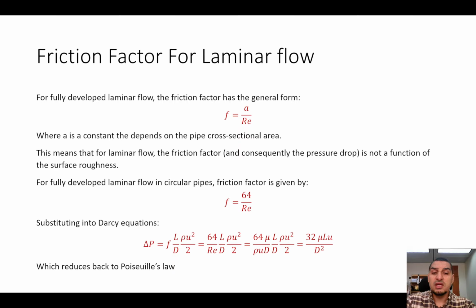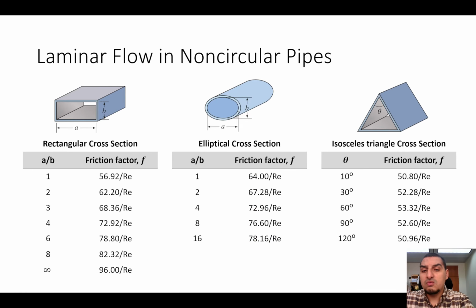Now let's see what we can do if we have non-circular pipes. For non-circular pipes, we already have tables for the constants. If it's a rectangular cross-sectional area, then we need to know the length and the width, and from the ratio of the length to the width we can get the constant. If it's a square, then A over B equals 1, so we use this constant, and whatever the value, we can get the value of the friction factor.